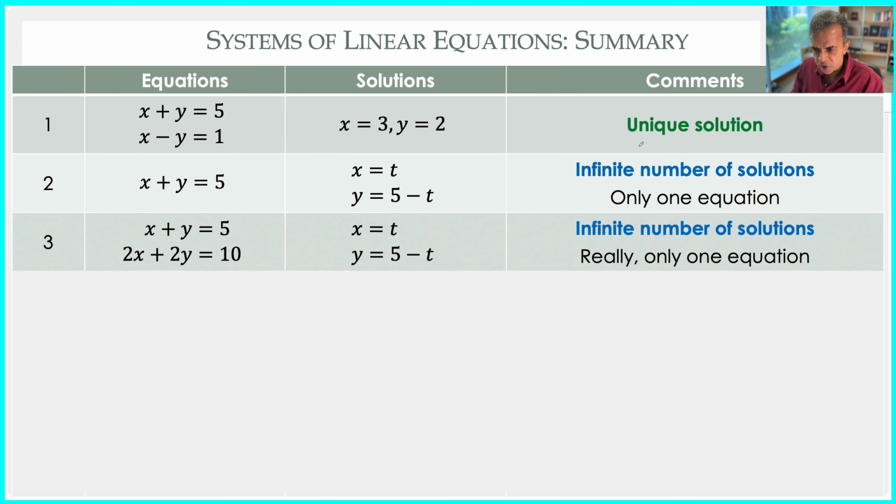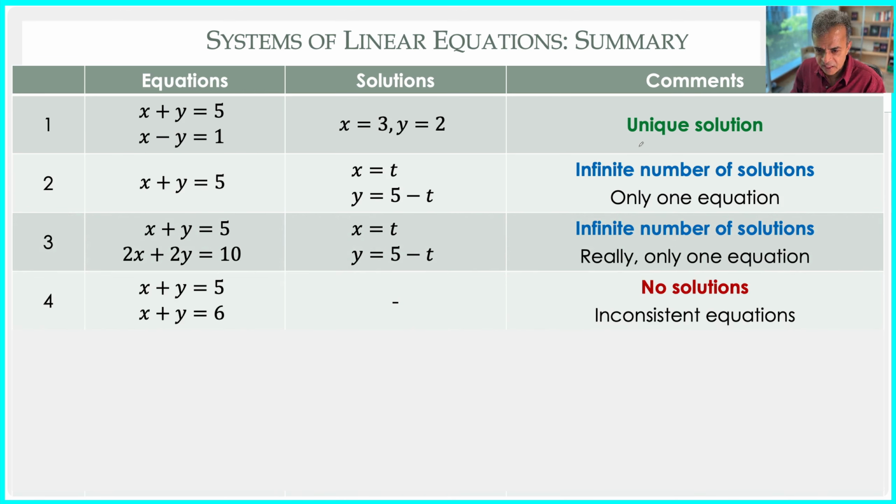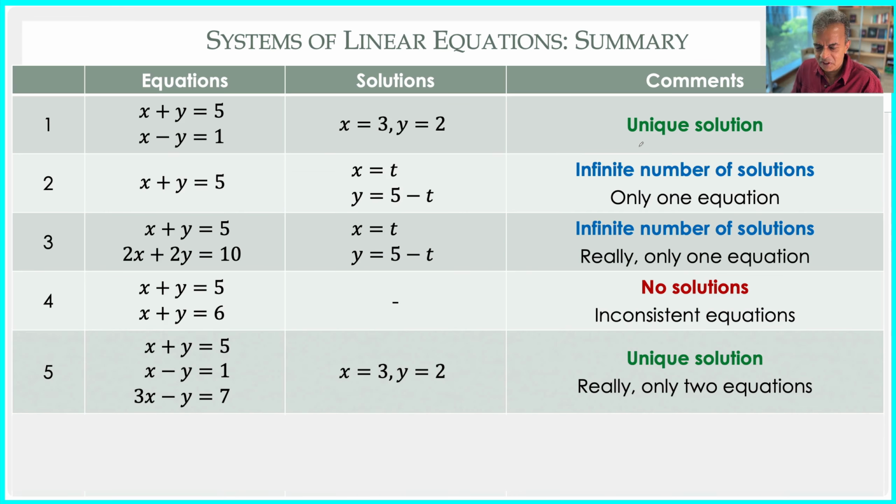The third case, it looked like you had 2 equations, but the second equation was just a multiple of the first equation. Again, you have an infinite number of solutions. The reason is that really you had only 1 equation. The second equation was a fake one. In the fourth case, the equations were inconsistent. The 2 equations could not be both true at the same time, so there was no solution. The fifth case, we have 3 equations, but the third equation was not independent. It was derived from the other 2. So the situation was the same as the first case, and we had the same unique solution.